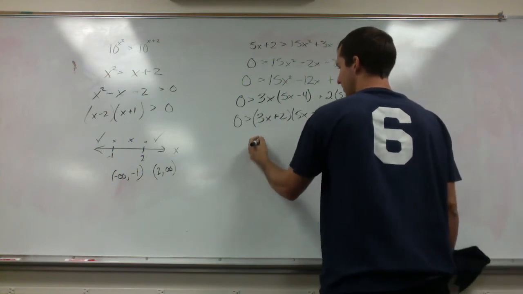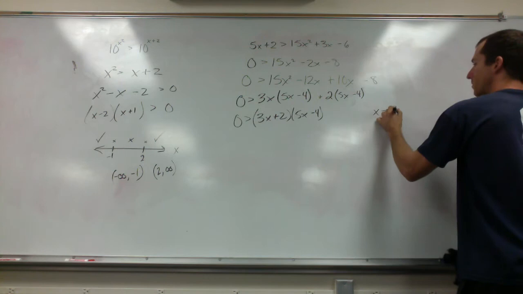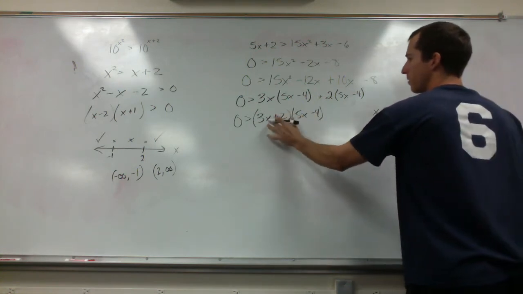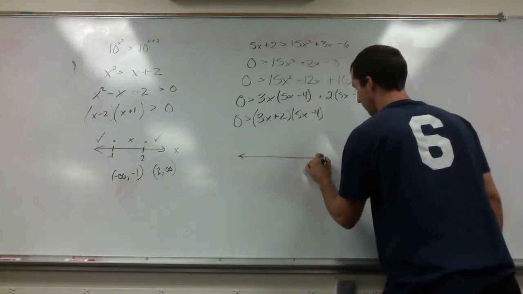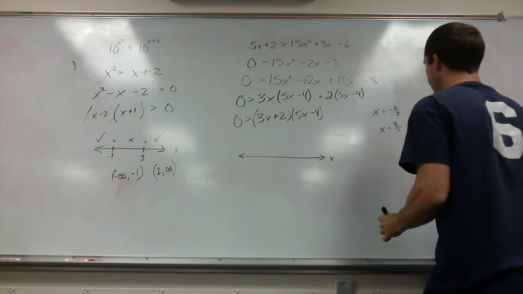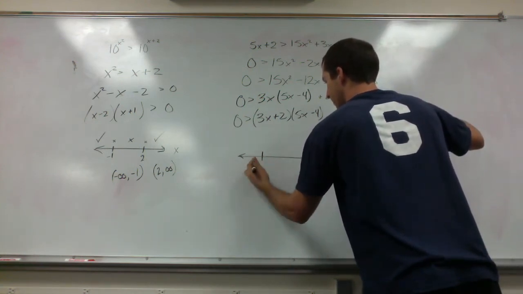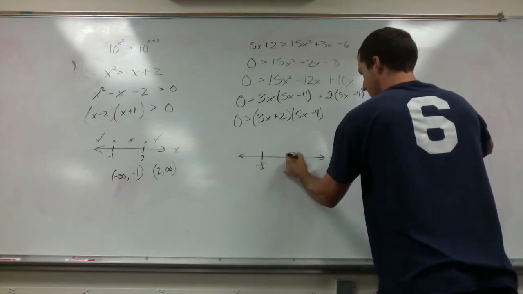My key points are at -2/3 and at 4/5, because these are the zeros of those factors. I think we call those boundary points. So -2/3 and 4/5.